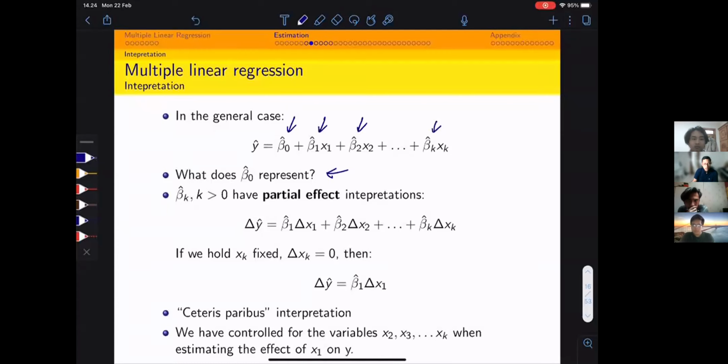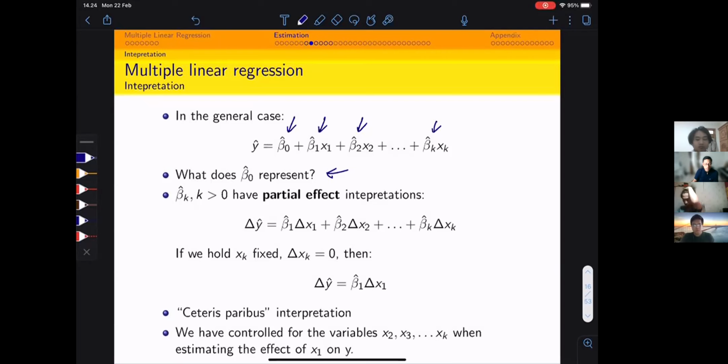From your notes last week, anyone wants to share what's the meaning of beta zero hat? Okay, so beta zero hat is going to be the average value of y when x1 is equal to zero, x2 equals zero, x3 equals zero, and so on, xk equals zero. Basically, beta zero hat represents the average value of y when all of the explanatory variables equal zero.